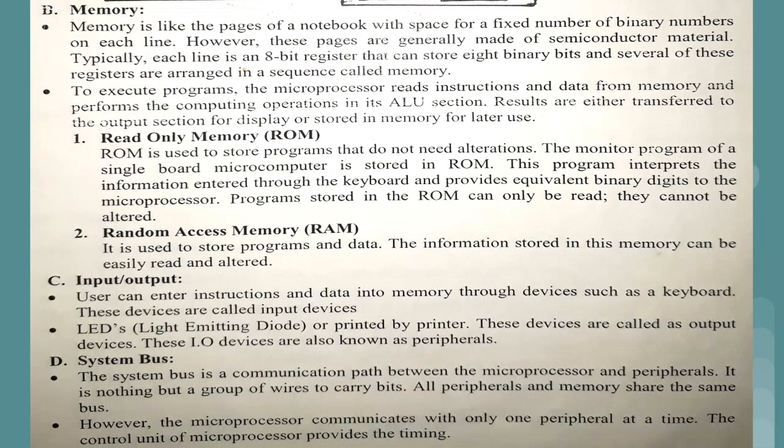Then we have input output components. We have the keyboard as an input device. After that we have the light emitting diode, which can be used as an output device. Then we have the 7 segment display, an output device that is used to display the output. All the IO devices are also called peripheral devices.